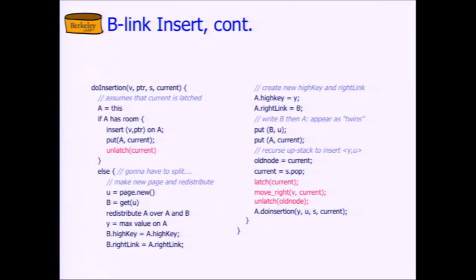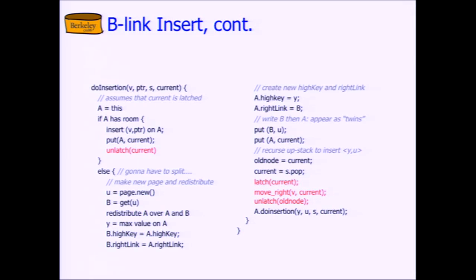All right, so we're at the leaf of the tree. We're ready to do our insertion. We assume that we've already got that latch on that child node, which we did before we called do insertion. All right, A equals this. So this is A dot do insertion. We just wanted to reuse the variable A. So the node we're on is called A. If A has room, do the insertion, write A back into the buffer pool. That's what that put command is, and unlatch it. And then the world can now read that leaf page.